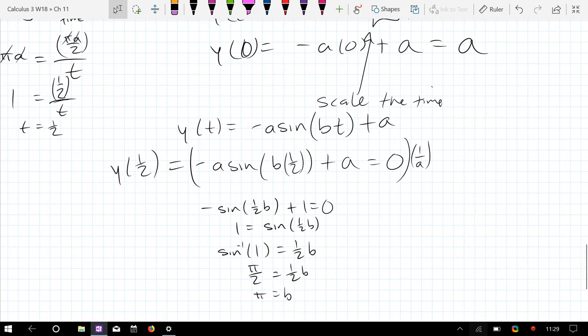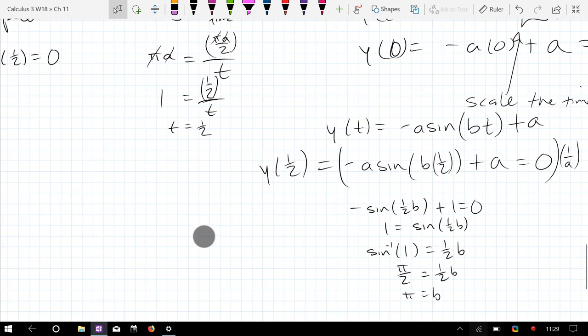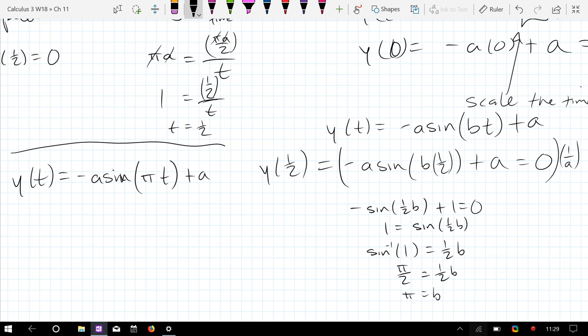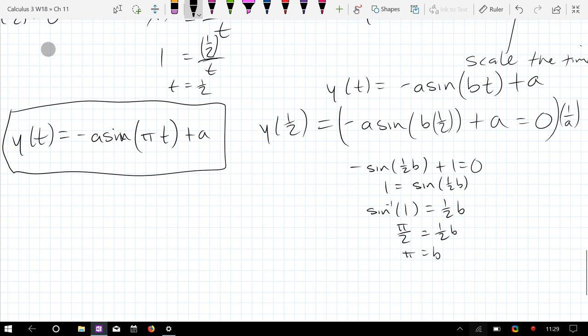So we scaled our time. We can write down our latest version. So negative a sine pi t plus a. So let's stick with this right here. It's a good y of t function. So unless we made a mistake, this works at time 0, and it works at time 1/2.